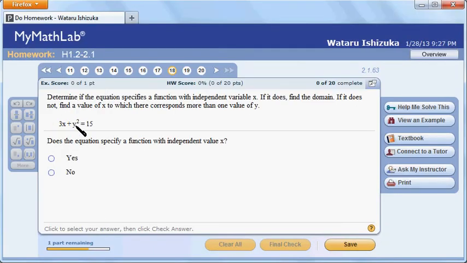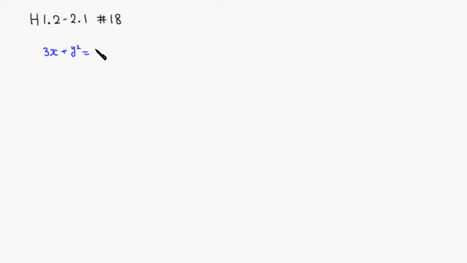So the equation was 3x plus y squared is equal to, right, what was it? I forgot. 15. Right, so 15. So let's try to isolate y. First, I'm going to try to put this 3x on the other side. So we can simply subtract 3x from both sides. That way, 3x is canceled out. So you just have y squared, which is going to be equal to 15 minus 3x.